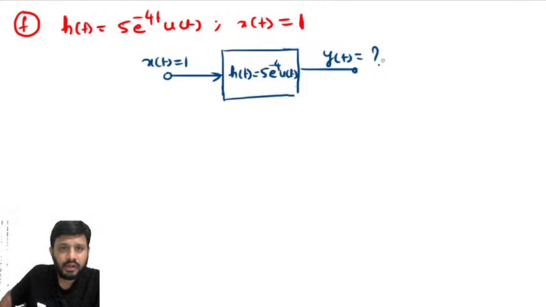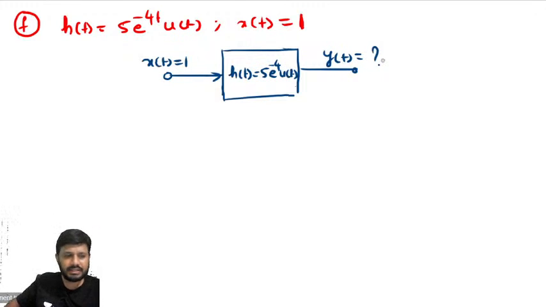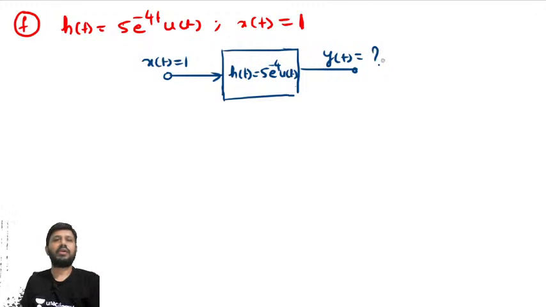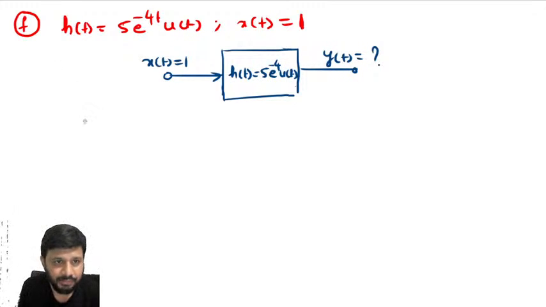Now, can you tell me, does the Fourier transform of 1 exist? 1 is a power signal. For power signals and periodic signals, the Fourier transform does not exist. Then how to find out the output? If you want to find out the output, use the eigenfunction property.